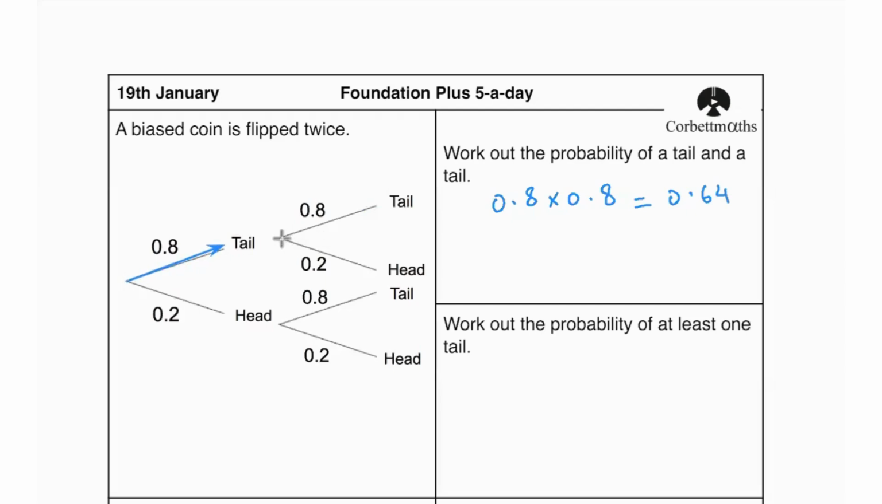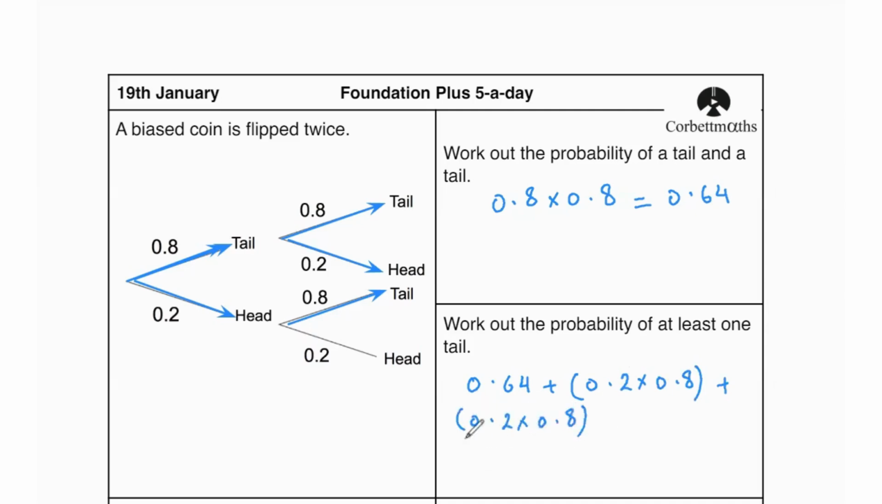we can have two tails as well. We can have a tail and a head, and a head and a tail. So that's going to be 0.64 plus 0.2 times 0.8 plus 0.2 times 0.8, which is basically equal to 0.64 plus 2 times 0.16, and that gives us 0.96. That is the probability of at least one tail.